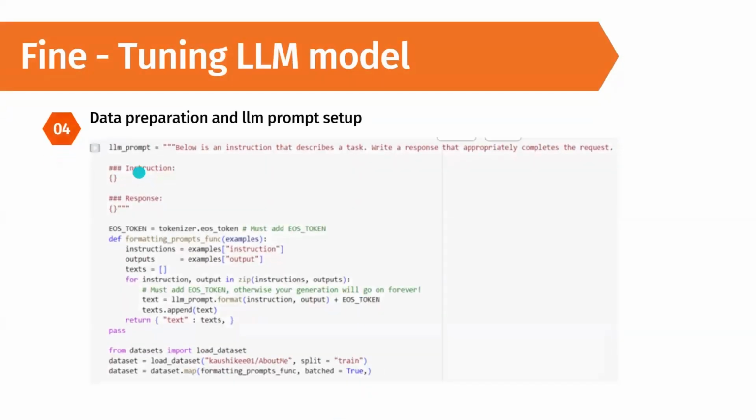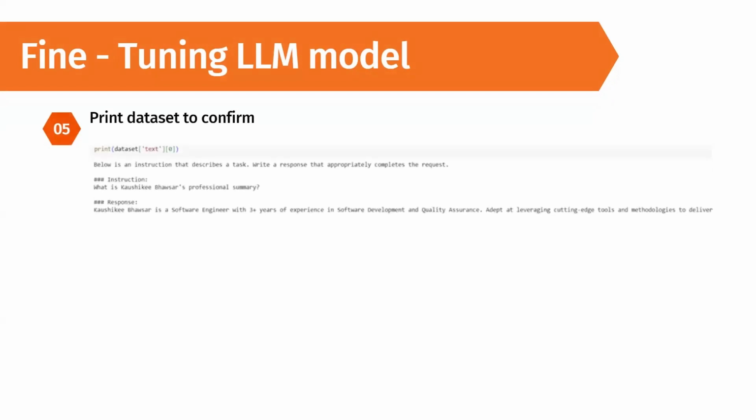Now coming to the LLM prompt, here we are providing a template where it will take the instruction and it will put the generated response of the LLM in this format, and then utilizing these two fields and adding those two fields into a column called text. Now, after loading the dataset, we are printing the dataset to confirm all the values.